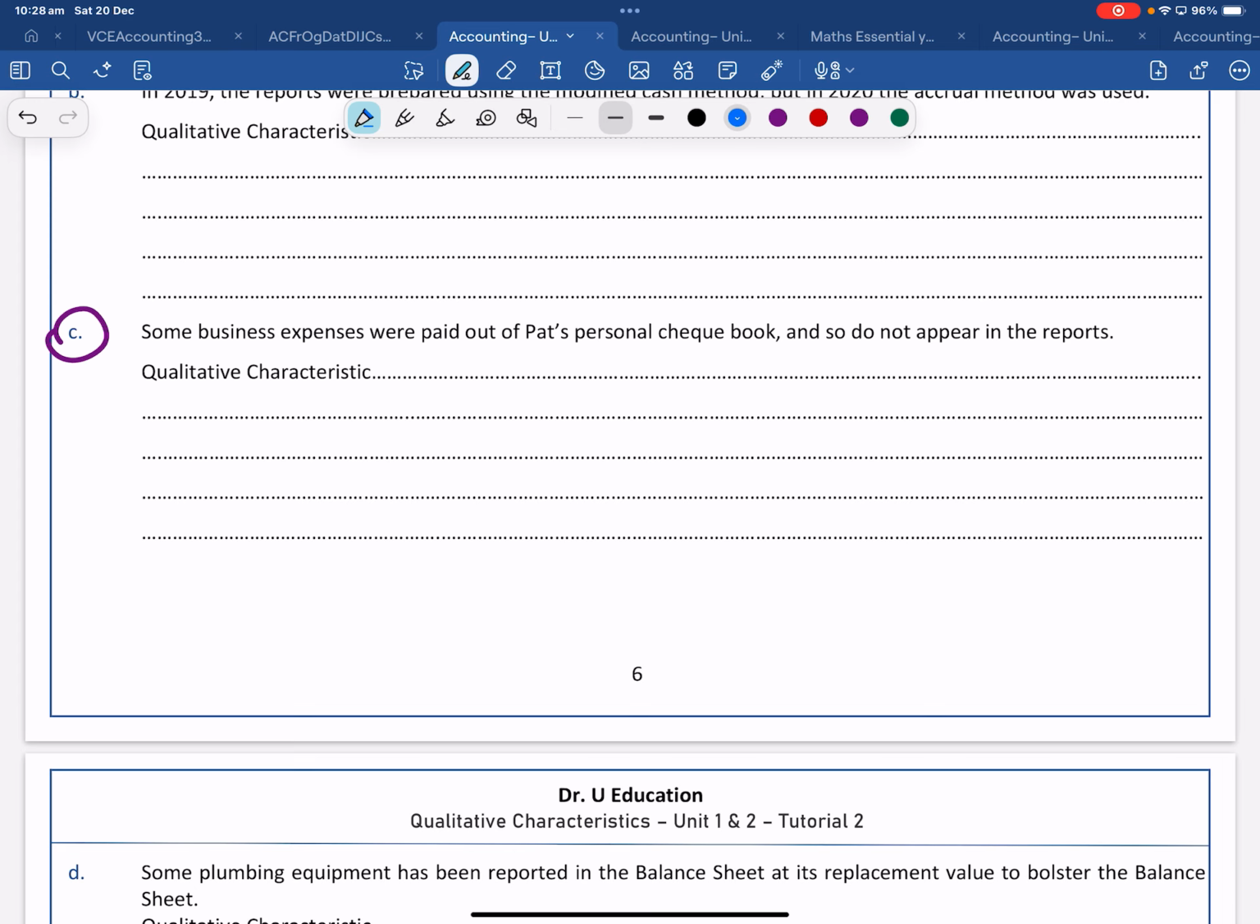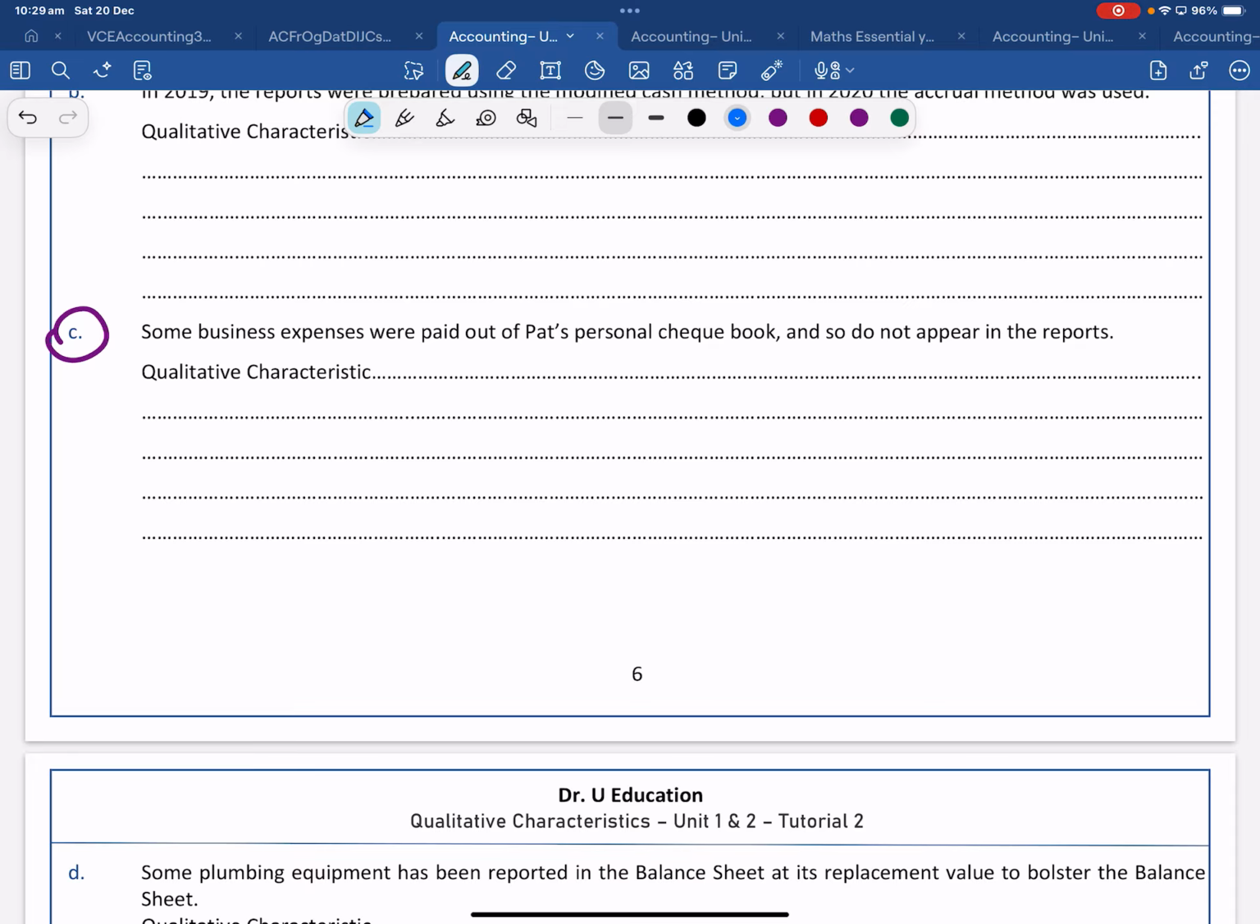We can say faithful as well. We can say the real world economic events. That means the business expenses were paid out from the owner's personal bank account, so that they don't appear in the reports. That means we haven't really reported the real world economic events, because expenses have been paid off, but they were not recorded or updated in the reports.